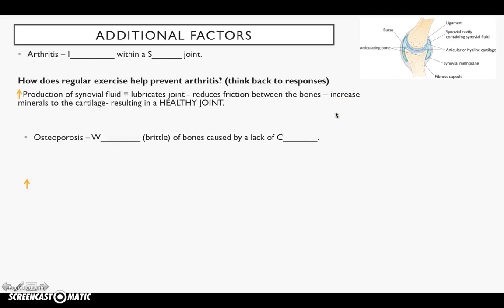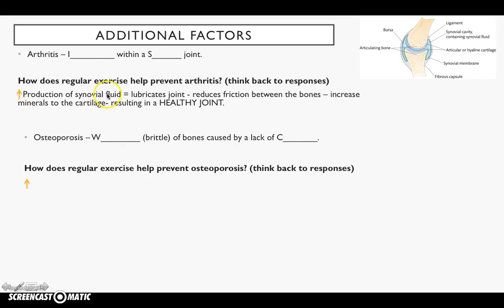So osteoporosis, what is osteoporosis? Can you fill in the blanks here? Pause this. Right, okay, osteoporosis: weakening of bones caused by a lack of calcium. Now, again, how does regular exercise help prevent osteoporosis? Think back to the responses of exercise on the skeletal system. What is the other one?